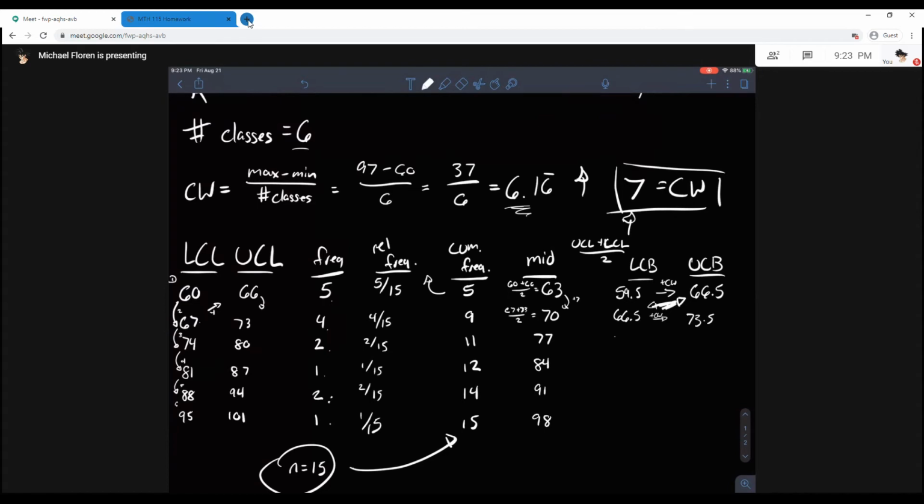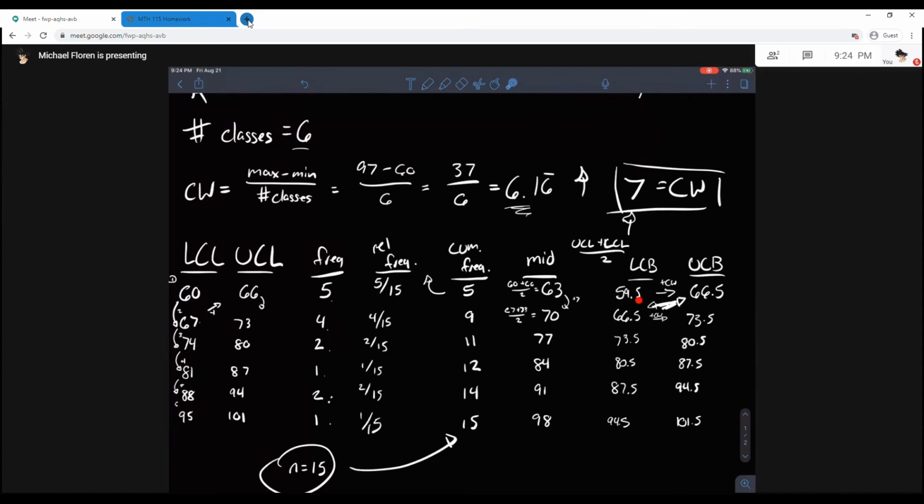Then that's the same thing as the next class's lower class bound. And then I add 7 again to get 80.5. And that's the same thing as the next lower class bound. Add 7 again to get 87.5. And so on. 94.5 as the starting place. And then add 7 again to get 101.5.